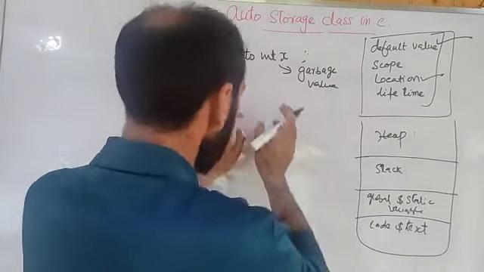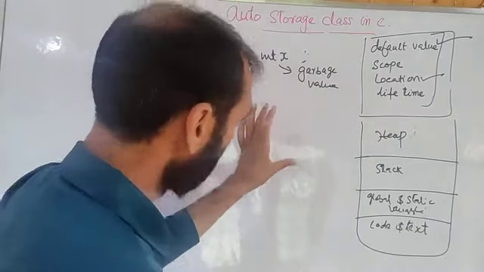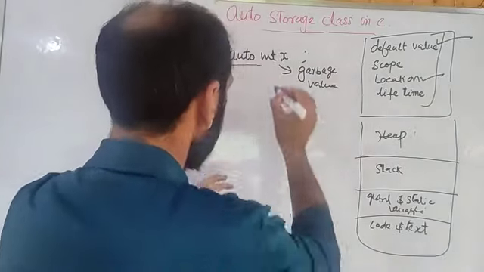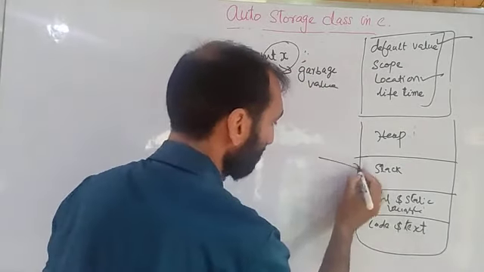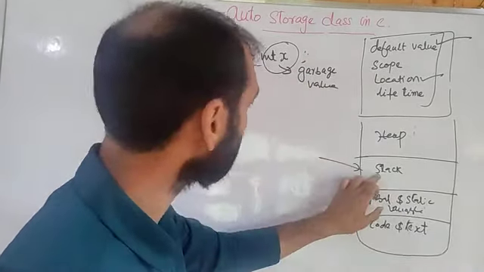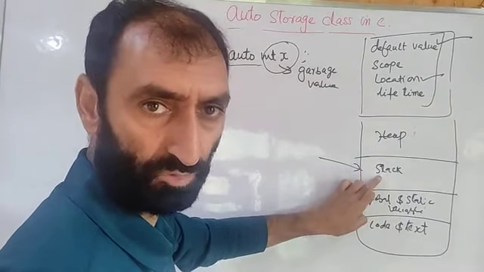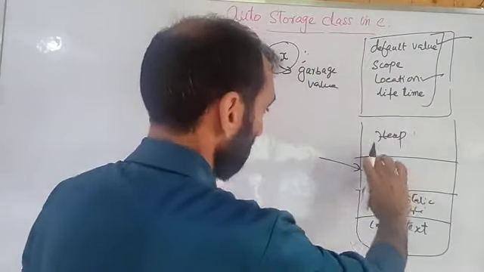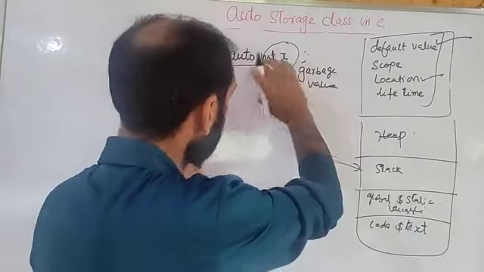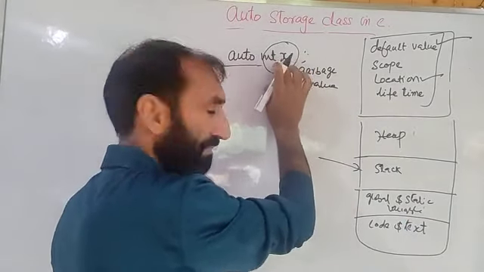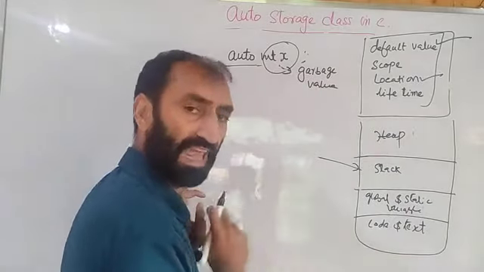And when we associate the auto storage class with the variable, the memory allocated for this variable is from the stack. It is from the stack part of the memory. So we can say the location of this variable is the stack. It is located in the stack.